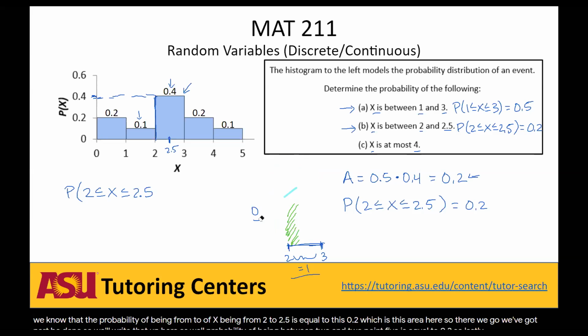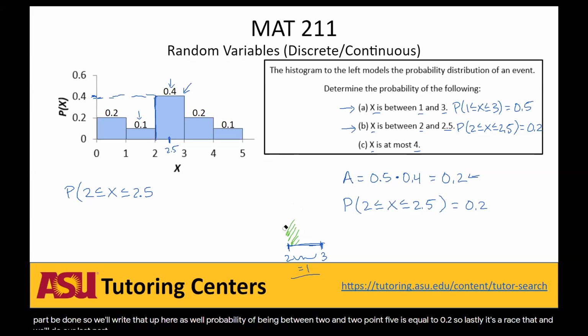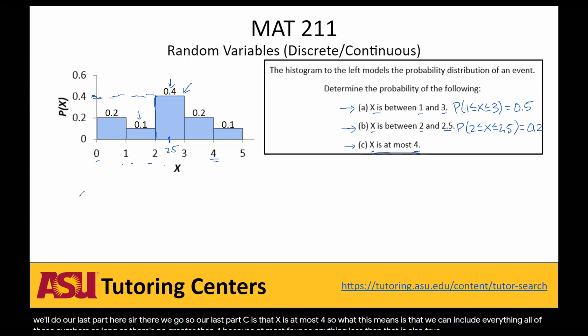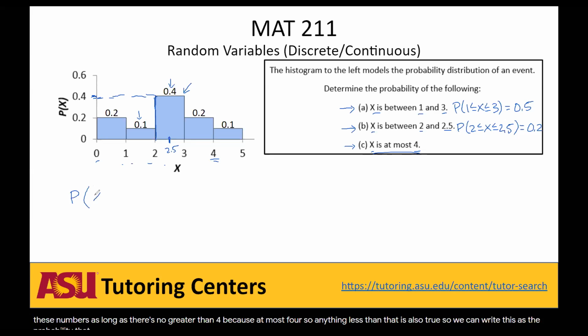Lastly, let's erase that and we'll do our last part here. Our last part C is that x is at most 4. What this means is that we can include everything, all of these numbers, as long as they're no greater than 4, because we're at most 4. So anything less than that is also true. We can write this as the probability that x is less than or equal to 4.